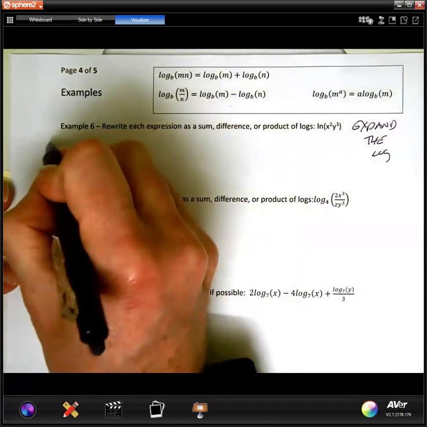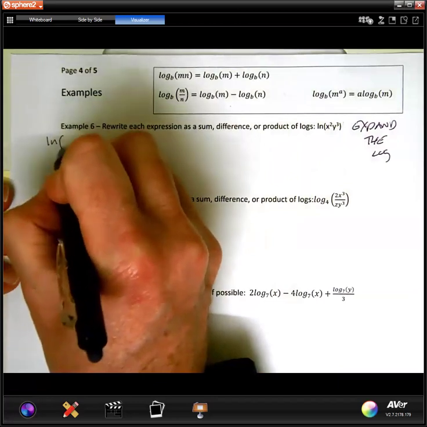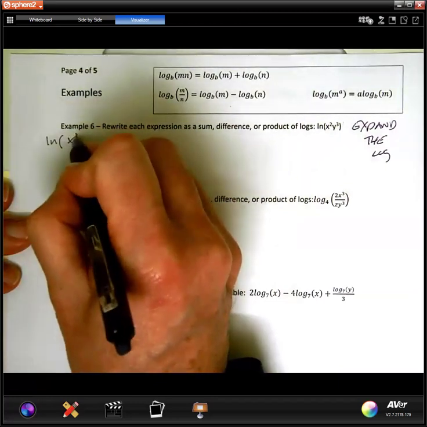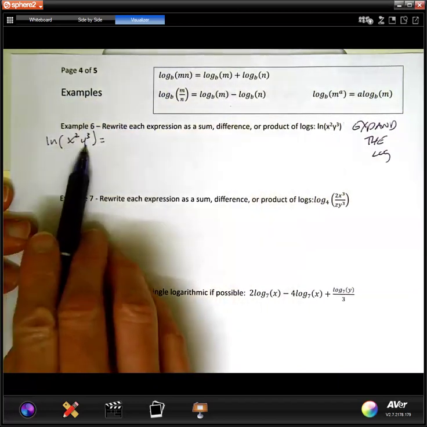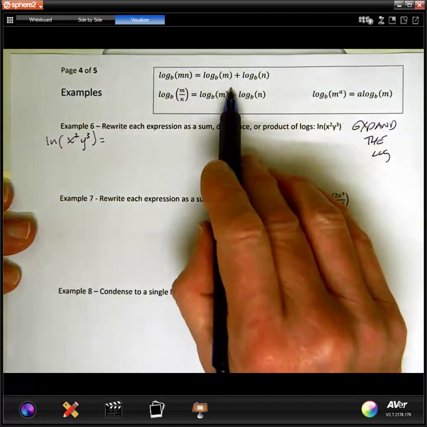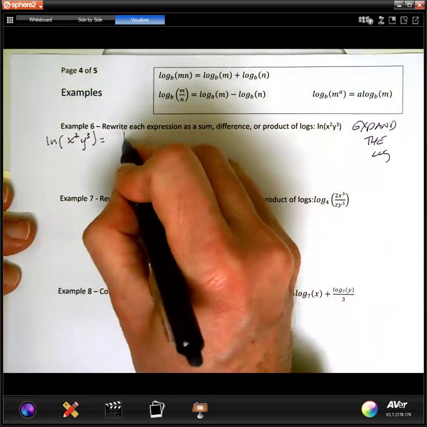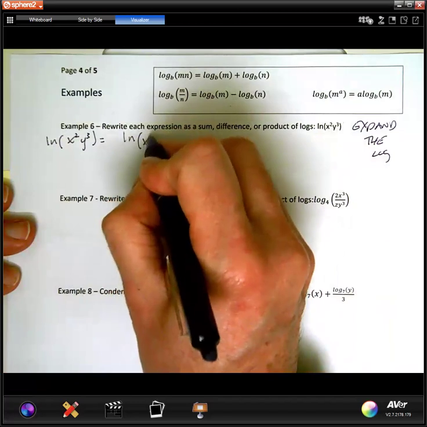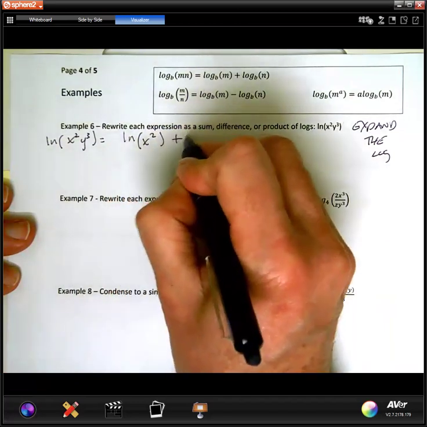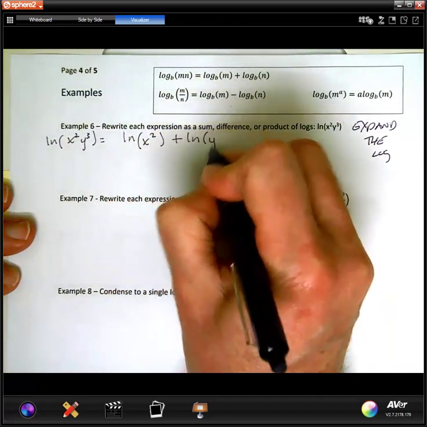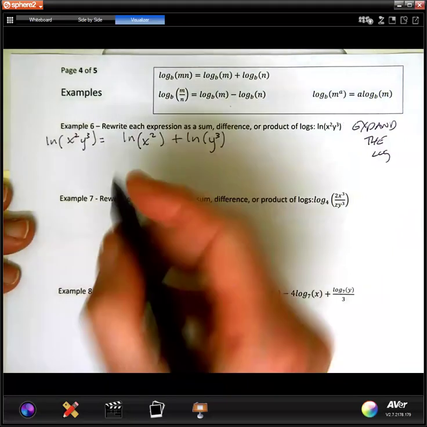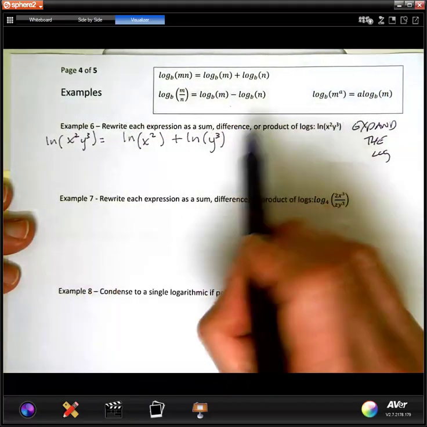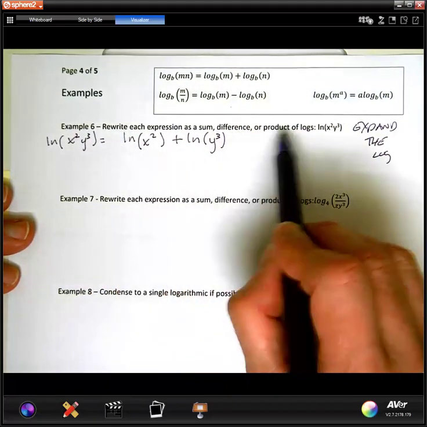So I'm going to start with what I have here: natural log of x squared y cubed. The first thing I notice is I have a product, so I'm going to use the product rule, or the product identity. Again, here we call them rules, but in trig they become identities and are really known as identities. And now again, I want to write this as a sum, difference, or product of logs.